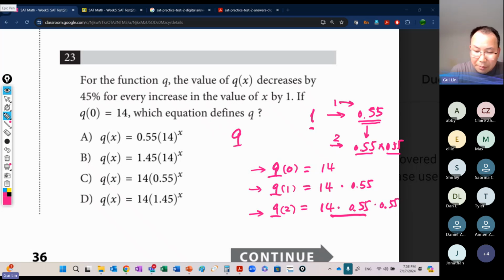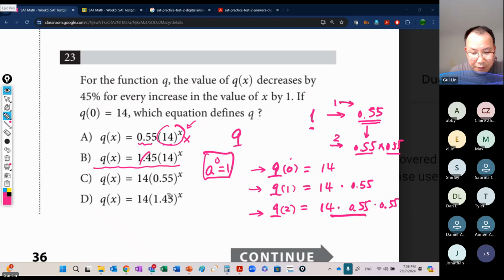Okay, so let's find which one is a close match here. You can see this one is not right, right? If Q0 equals 14, first we put a 0 inside, so this part becomes 0. Any number to the power of 0 is always equal to 1, right? So you can just try putting a 0 here. Here is not right. You put 0, this one looks correct. But if you put 1 inside, that's not right, right? So C is correct.